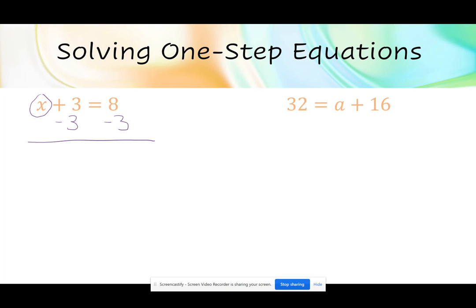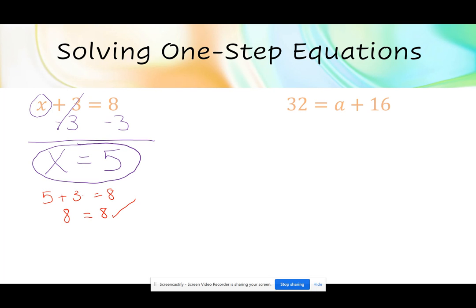On the left side, 3 minus 3 cancels out, and we're just left with x. Bring down your equal sign. 8 minus 3 equals 5. Once your variable's all by itself, that's your answer. You can always check your work by plugging it back in. So 5 plus 3 equals 8. 8 does equal 8, so we checked our work.